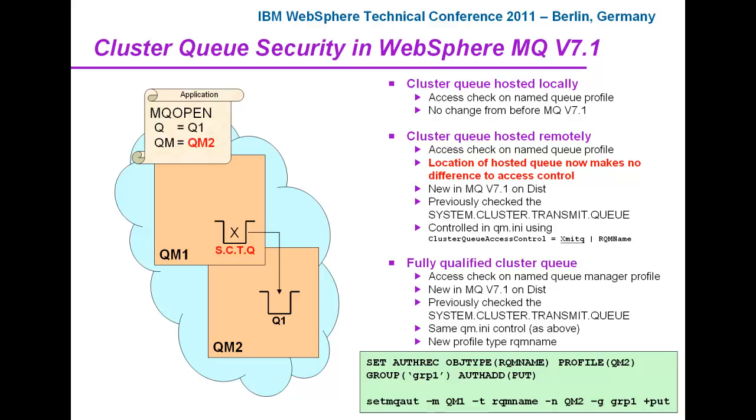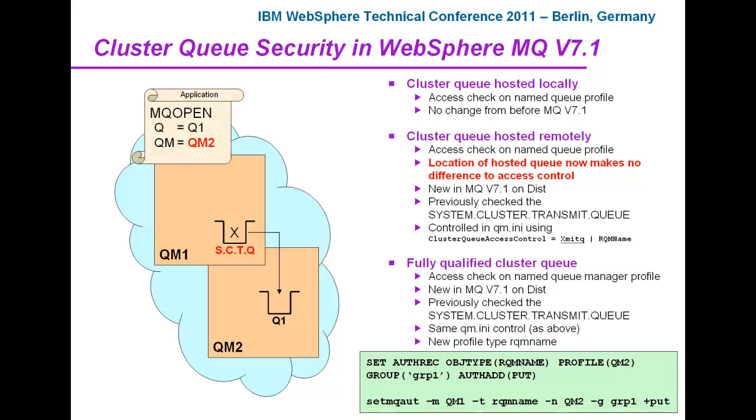Yes, T.Rob? The bullet there says fully qualified cluster queue, but I think it means queue that resolves through the cluster, because if you had, for example, a dynamic queue that's not advertised, this would work there too, correct? That's correct. It's when clustering is used to resolve the path to that queue manager. So if I said system cluster command queue on QM2, and that was resolved using cluster channels to get to QM2, the access control would previously have been on the system cluster transmit queue and now is on the remote queue manager name profile.